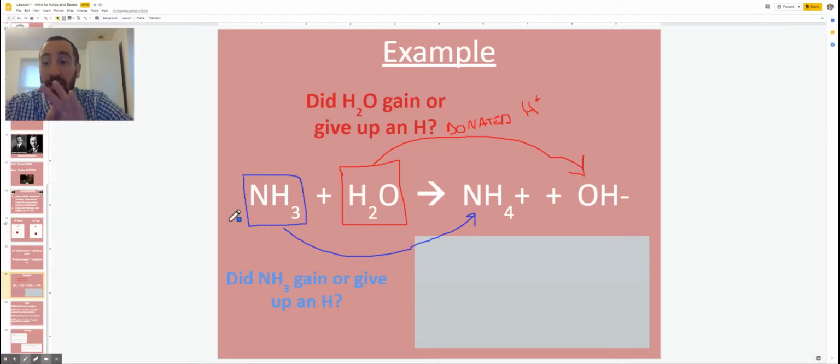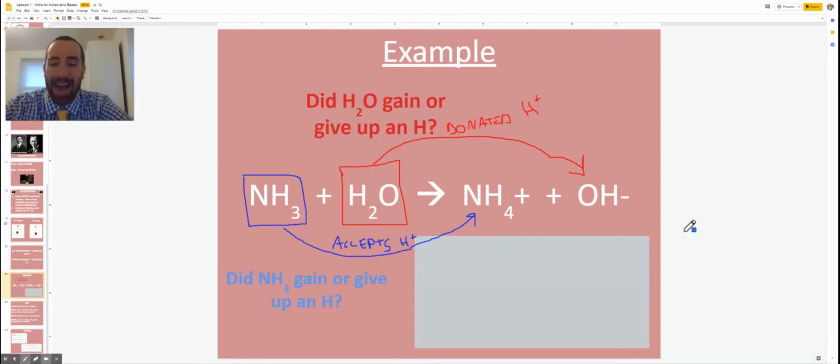So it had 3 H's at the start. Now it has 4 H's at the end. It had to accept an H. So what you always do is you look at how the reactants turned to products. And if the reactant accepts an H, I'm just going to write H plus. Okay?